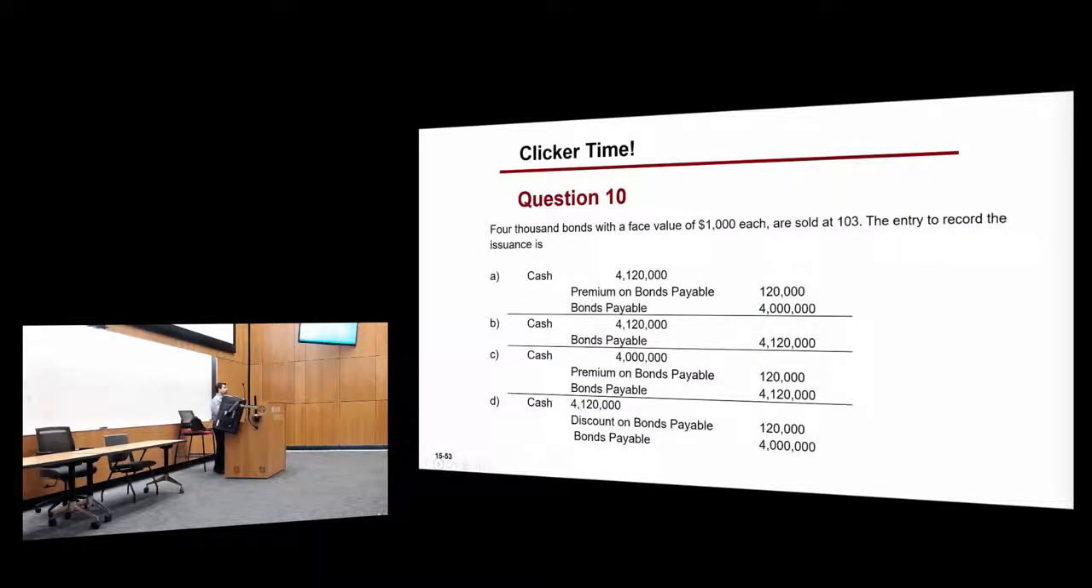So 4,000 bonds for face value of $1,000 each are sold at 103. The entry to record the issuance. This is when the company issued the bonds. It's not when the company retired the bonds. I'm sorry, I keep saying stocks. So it's when the company issued those bonds, not when they retired those bonds. Okay, so the correct answer is A, and I will give you a smiley face just to encourage you.